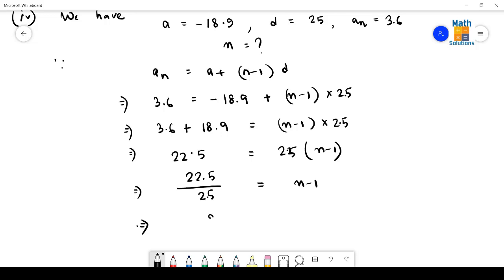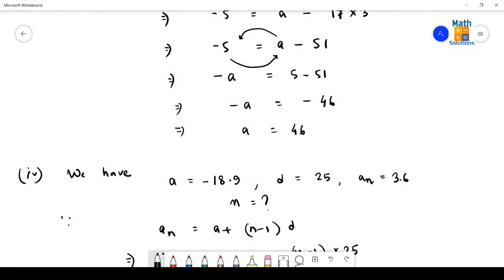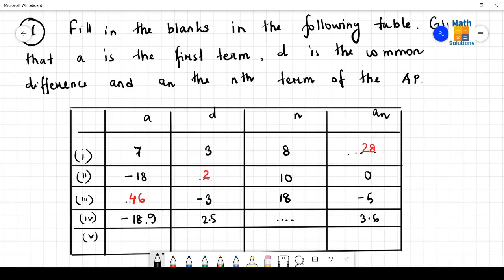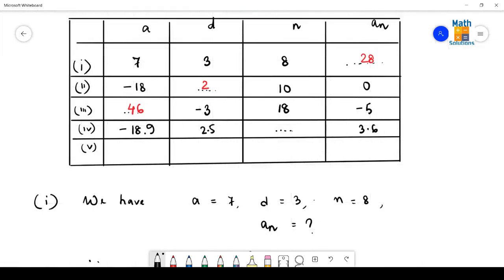On cancellation I shall be getting result 9 here, because 25 nines are 225, and minus 1. So N minus 1 is equal to 9. This will imply N is equal to 10. So here the result comes as 10. N is equal to 10. So in the main table we can put the value in place of N as 10.